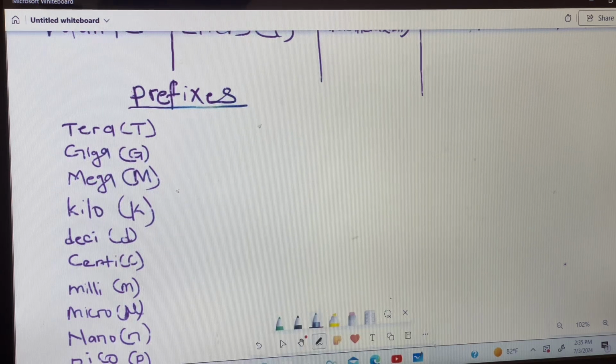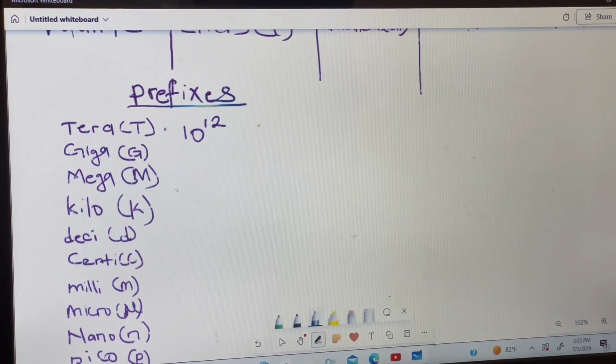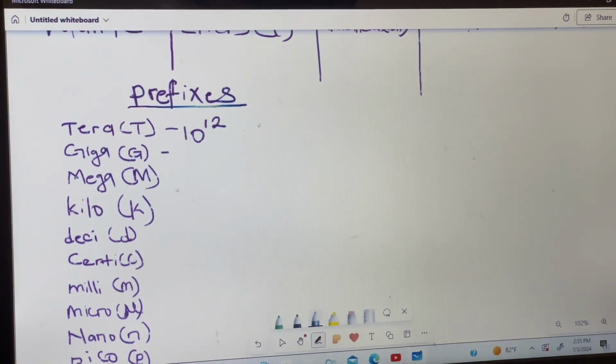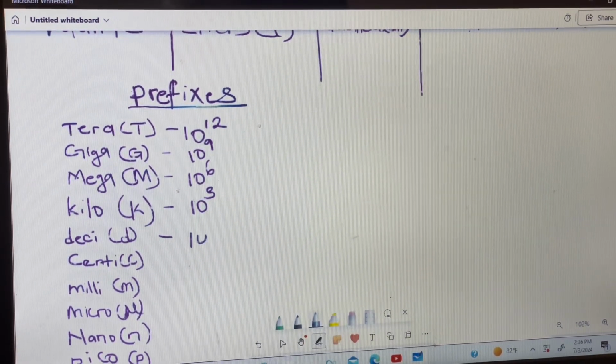In assigning numbers, we're going to start from tera. Tera is 10 to the power of 12. Then giga is 10 to the power of 9, and mega is 10 to the power of 6. Kilo is 10 to the power of 3. Deci is 10 to the power of negative 1. Centi is 10 to the power of negative 2.